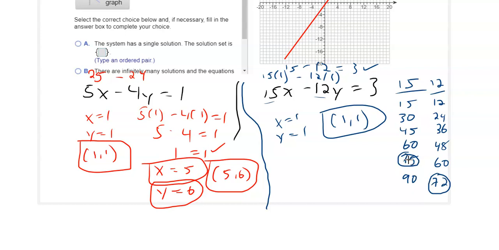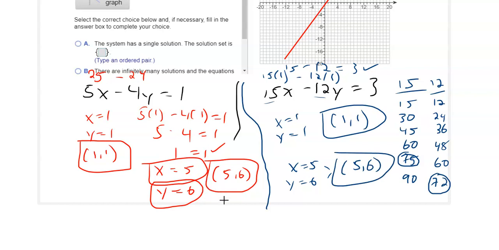So how do I get 75? By plugging in 5 for x, right? 15 times 5 gives me 75. And how do I get 72? By plugging in 6 for y. If I plug in 6, it's the 6th one on this list. 12 times 6 gives me 72. Well, that's weird, right? Because that's the same exact 2 numbers that we had over here.